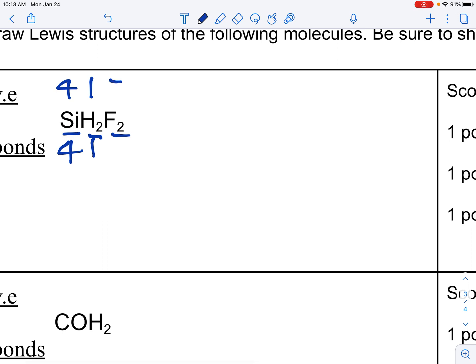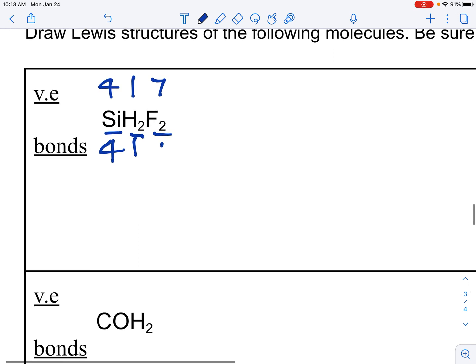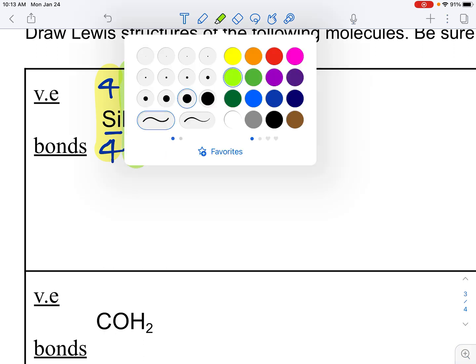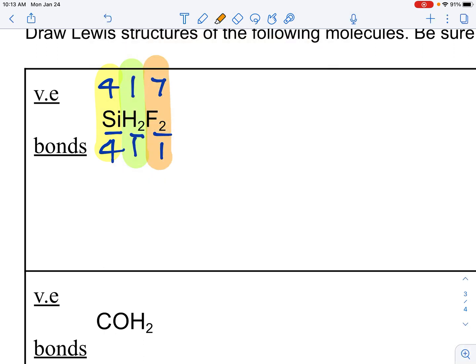So this is 7 valence electrons and 1 bond for the F. They kind of go above and below together to show what I have and what they need. So hopefully you're getting used to that notation. Now, one good tip is to put the one that needs the most bonds in the center.